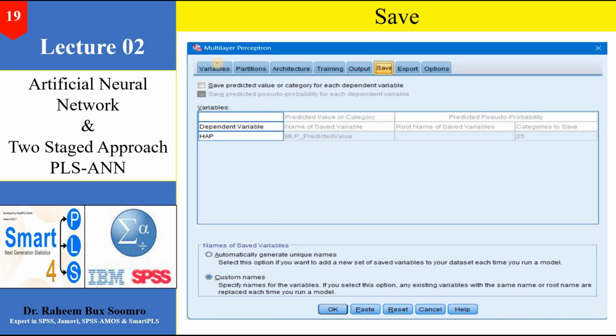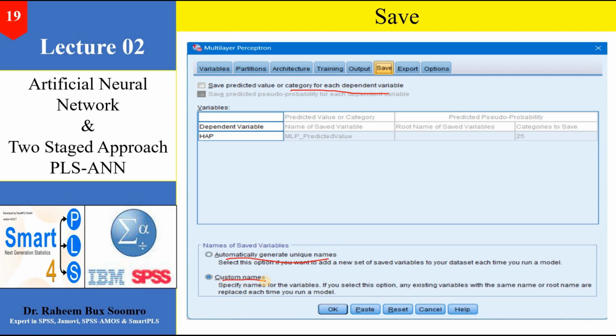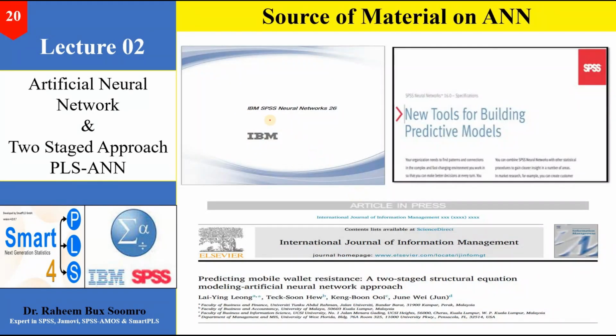And if you want to save, then this option is available: save the predicted values or category for each dependent variable. Or you can also go for this option, automatically generate unique names. So now the software will provide unique names by itself, or you can also customize names of your input and output layers. If you want to know more about this, this is a wonderful document, easily available on the website. You can also download it. Alternatively, this is also a wonderful document through which you can work on this.